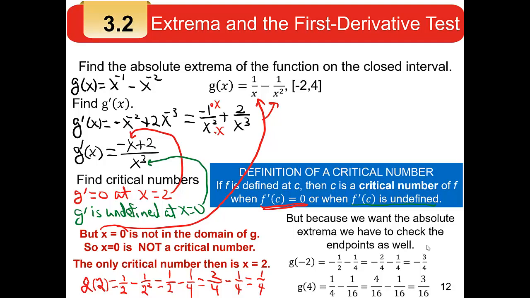So what we've got now are 3 possibilities for extrema. We've got one at 2, 1/4. That's from the critical number. We've got one at -2, -3/4. That's from the left endpoint. And we've got one at 4, 3/16. That's from the right endpoint.